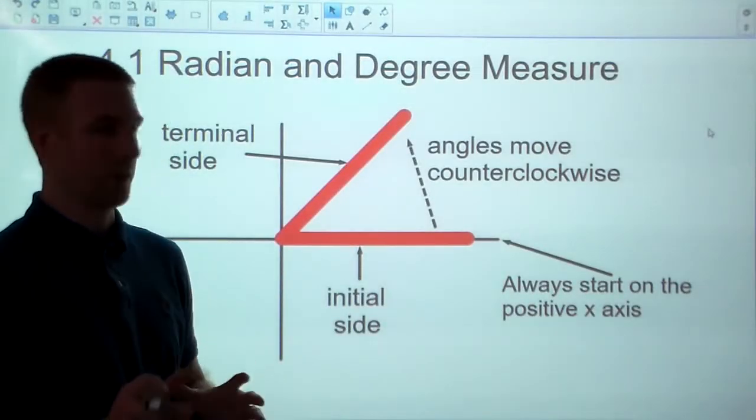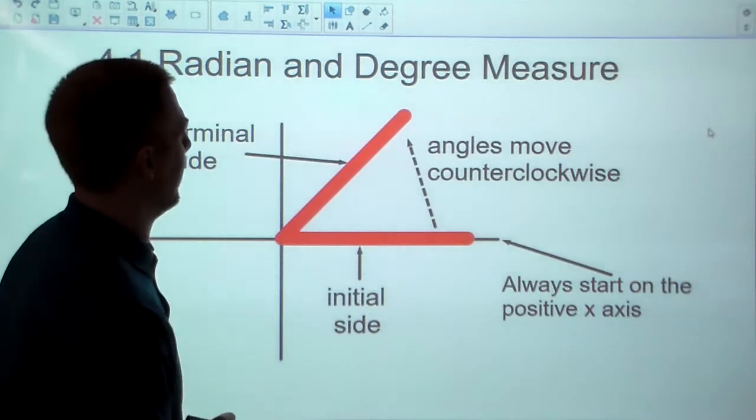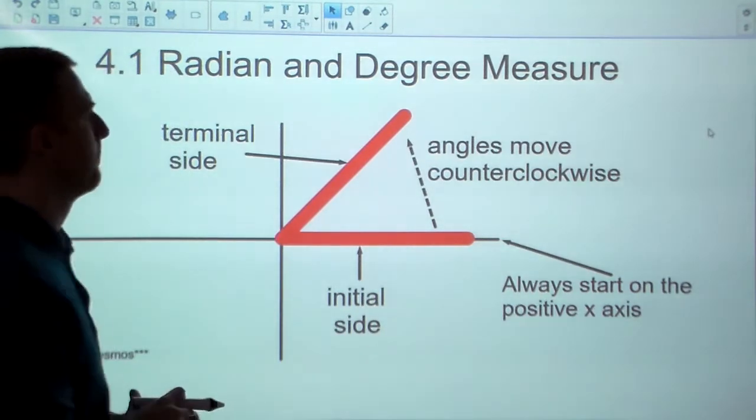For the first section, we're really just going to cover some angles and some of the basic measurements of degrees and radians, and when you would use one over the other.